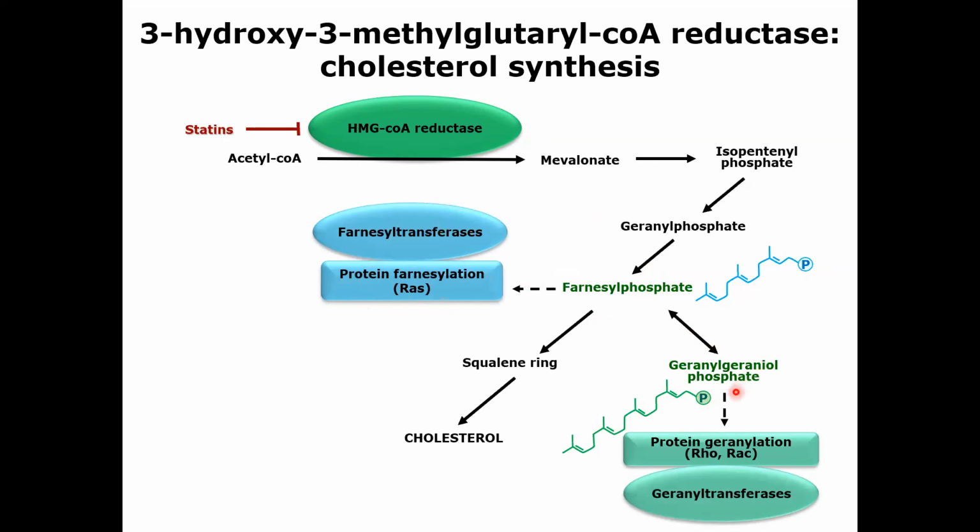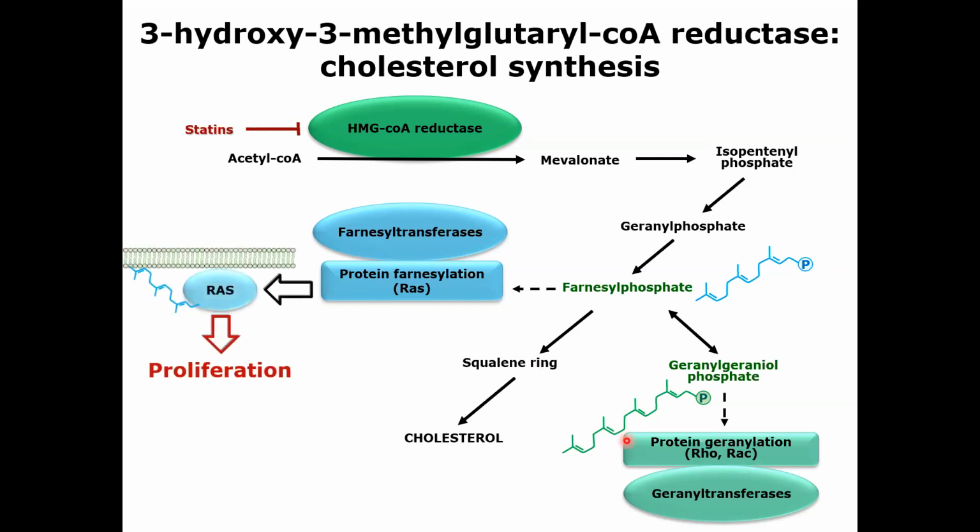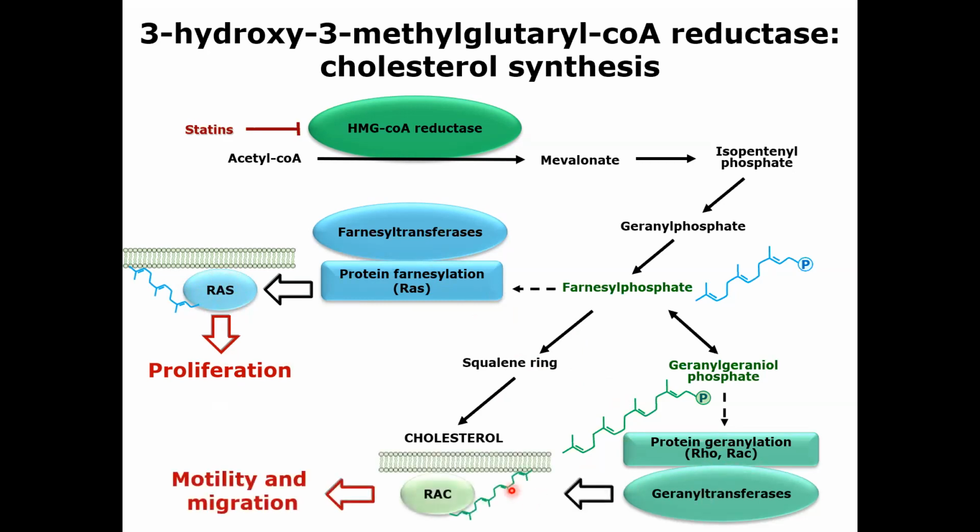And geranyl is used to geranylate Rho, RAC, and other proteins. Geranylation and farnesylation allow these proteins to anchor at the cell membrane. So for RAS, this will cause proliferation because RAS can be anchored at the membrane and perform its functions, and they are in regulation of proliferation. And for Rho and RAC, this also means anchoring at the membrane and performing their functions that are motility and migration regulation.